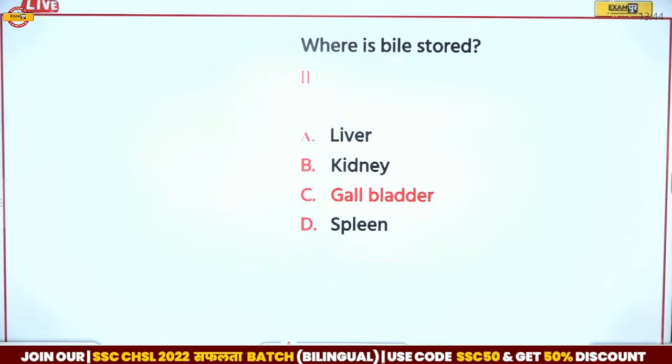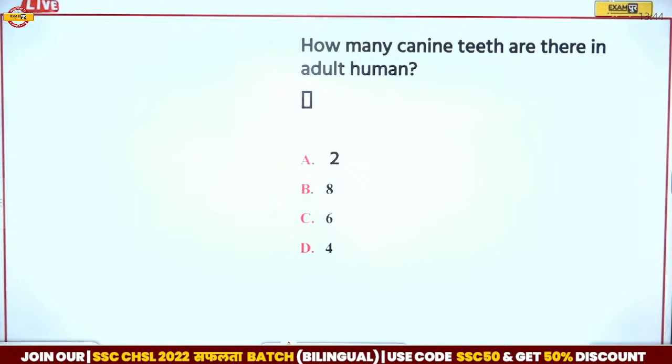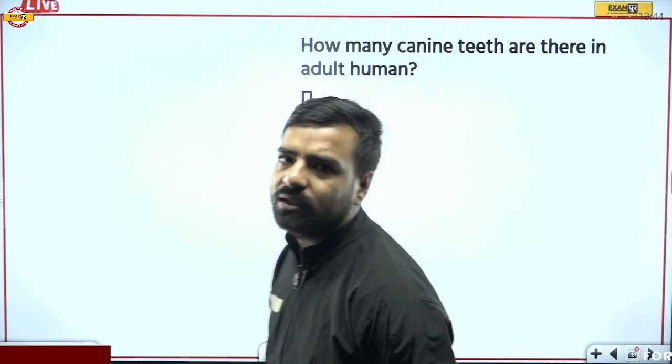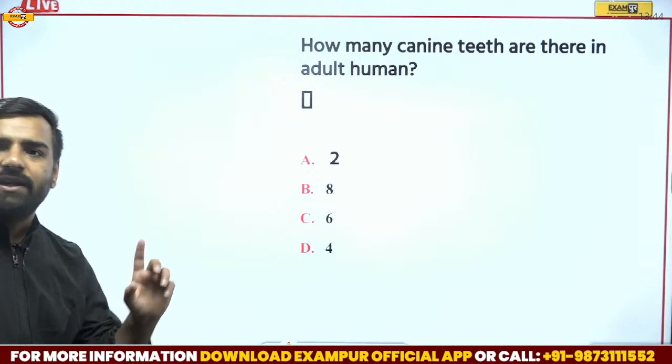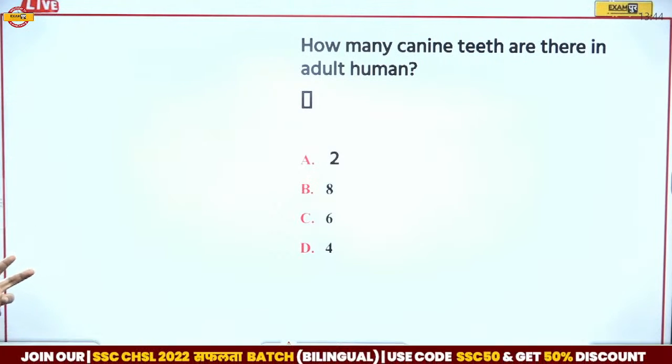Ram, I want your answer as well. How many canine teeth are there in an adult human? Is it 2, 8, 6, or 4? What do you think? What is the correct answer over here? Yeah, that's graveyard. That is actually asked in the examination, so I have kept it.